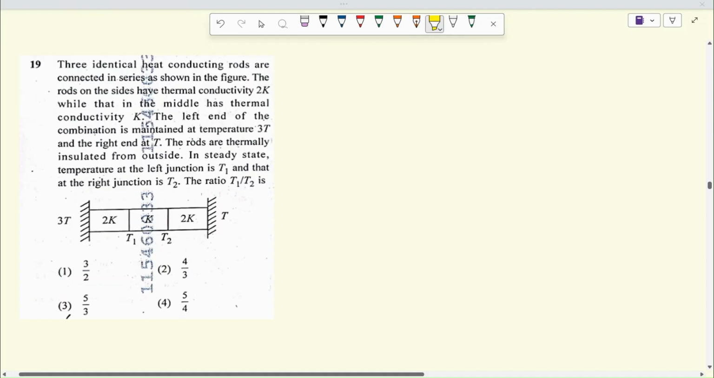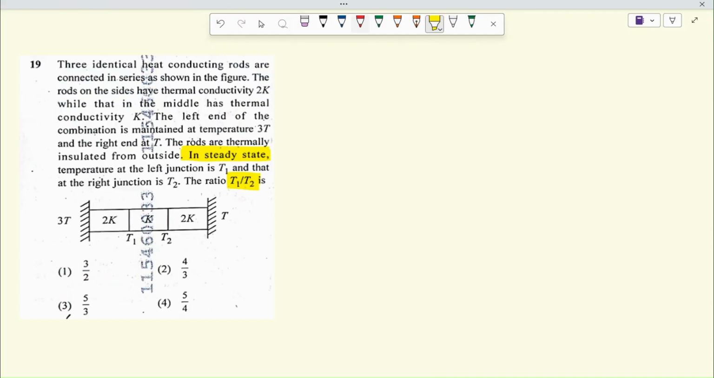19th question. What is given here? 3 rods are connected and the thermal conductivities are 2K, K and 2K, and at various points temperatures are given. Now what should we find? Rods are thermally insulated from outside. Steady state. In steady state means the rate of flow of heat is constant at all points, same at all points. Okay, and what should we find? Find the ratio T1 by T2.